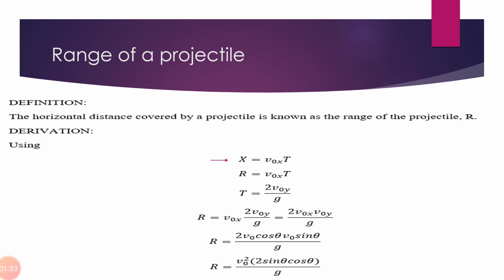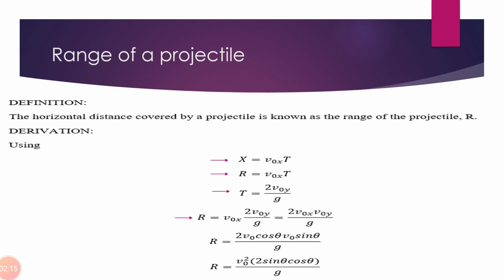The time t here represents the total time of flight required by the projectile to cover its range. As we are seeking an expression for the range of the projectile, we replace x with R, that is equal to v0x t. Now t is the total time of flight, which is equal to 2v0y upon g. Substituting this into the range expression, we get v0x times 2v0y upon g, and after rearranging, 2v0x v0y upon g.